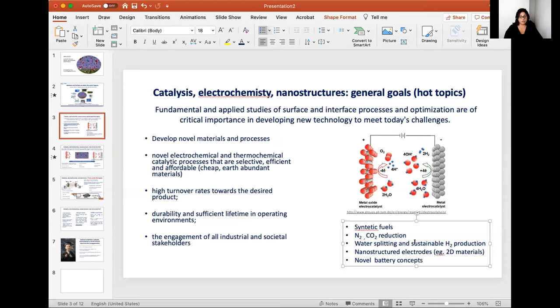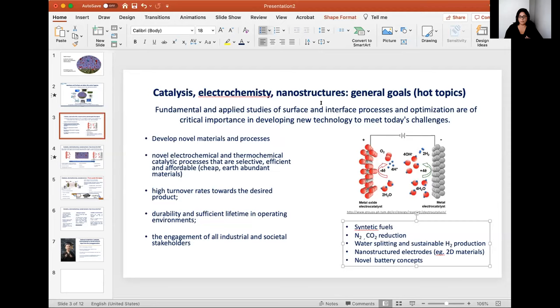And these occur also through nanostructuring, one of the other keywords which is part of the focus of the interest group. For instance, there are now many popular nanostructured electrodes possibly done with low dimensional materials.